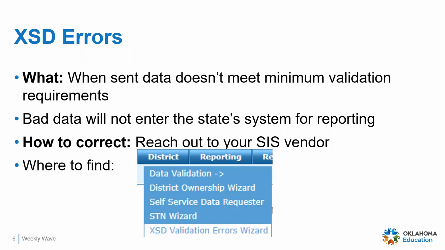XSD errors. When data is sent that doesn't meet the minimum required validation requirements, or it's bad data not entered in the state reporting system, you're going to have to reach out to your SIS vendor and provide some of the information off the XSD error. So the way you get to know whether you have XSD errors is you're going to go to district and then scroll down at the bottom, and there's going to be an XSD validation error wizard. Click that open and it will expand and show you what errors you have.